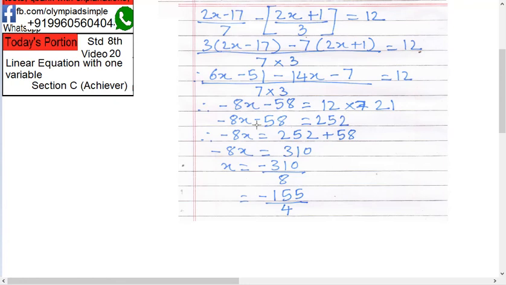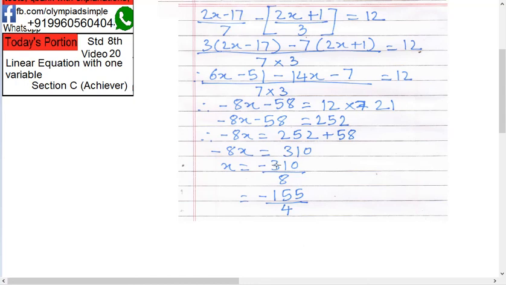Now take 58 on this side, so it becomes plus. Minus 8x equals to 252 plus 58. So it becomes 310. So minus 8x equals to 310. So x equals to, take minus 8 on this side. Remember we have to find x, not minus x. So take full minus 8 on this side. It becomes 310 upon minus 8.